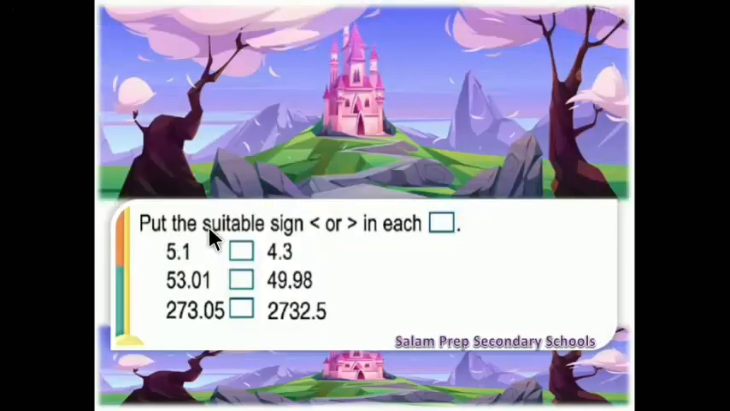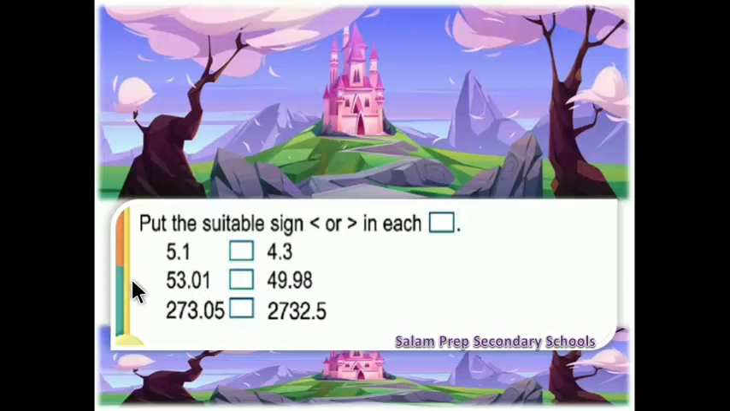Put the suitable sign, smaller than or greater than, in each space. The first one, 5.1 and 4.3. To compare between two numbers, we need to look at the whole part. The whole number is 5. The whole number is 4. 5 is greater than 4, so we will put greater than.